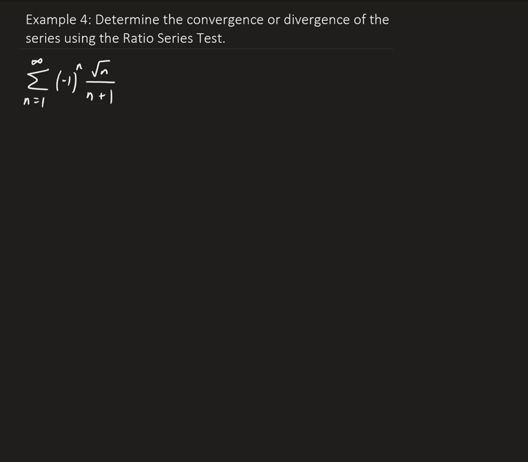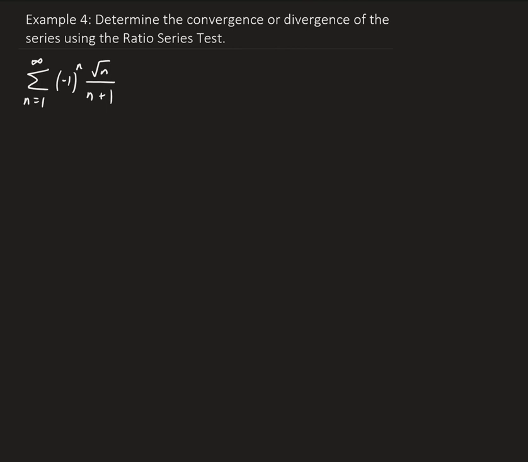In this example, we are going to determine the convergence or divergence of the following series using the ratio test. We need to take the limit of the ratio of the nth plus one term to the nth term, and then see what we get. If the limit is less than one, then this series converges. If it's strictly bigger than one, this series diverges. If the limit is exactly equal to one, then the ratio test cannot be applied, so it's inconclusive.